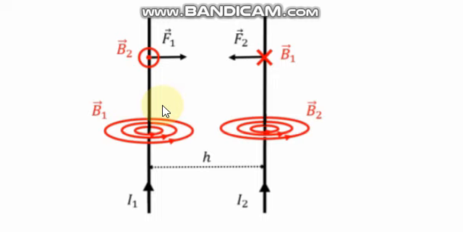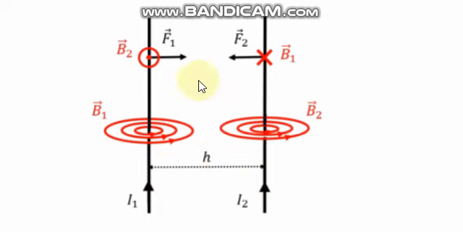Here we will determine the direction of the force acting between two wires which are carrying current. There is no external field in which this wire is placed. So the two wires may attract each other or they may repel each other depending on the direction of the current flowing in both the wires.